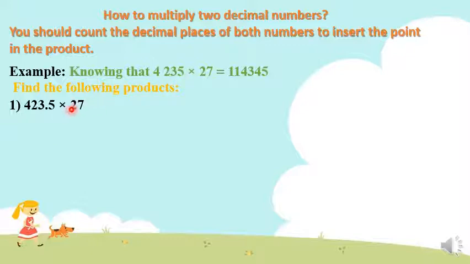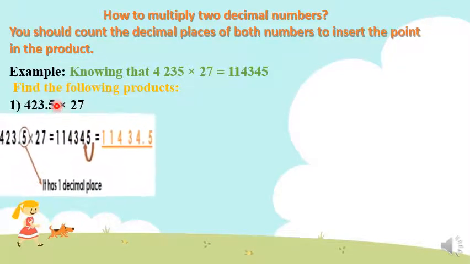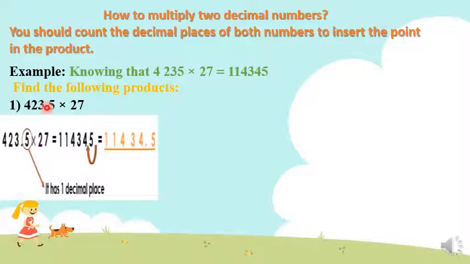Look, the numbers up and down are almost the same, while the difference is that here we have a decimal point. So we have one decimal place. So what to do? If you multiply these two numbers, we ignore the decimal point, so we will get the same answer. But don't forget to insert the decimal point. Since we have one decimal place, the decimal point will enter one digit. So here is our final product. So the answer will be 11,434.5.